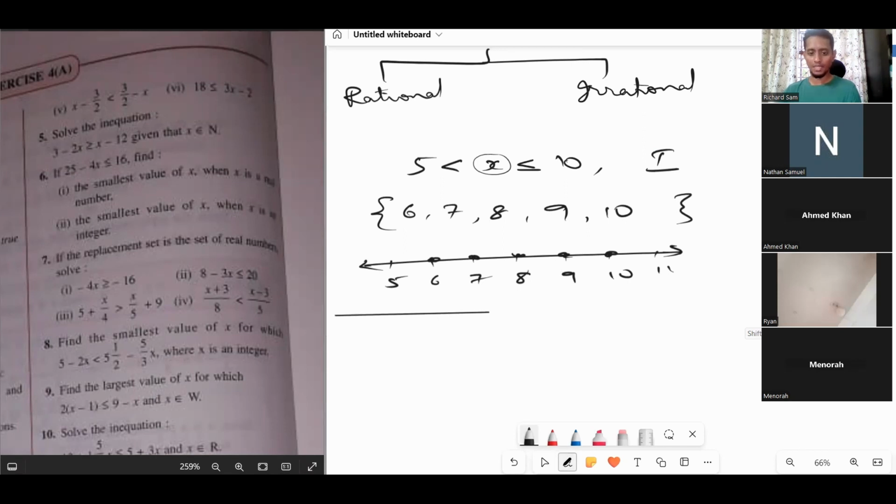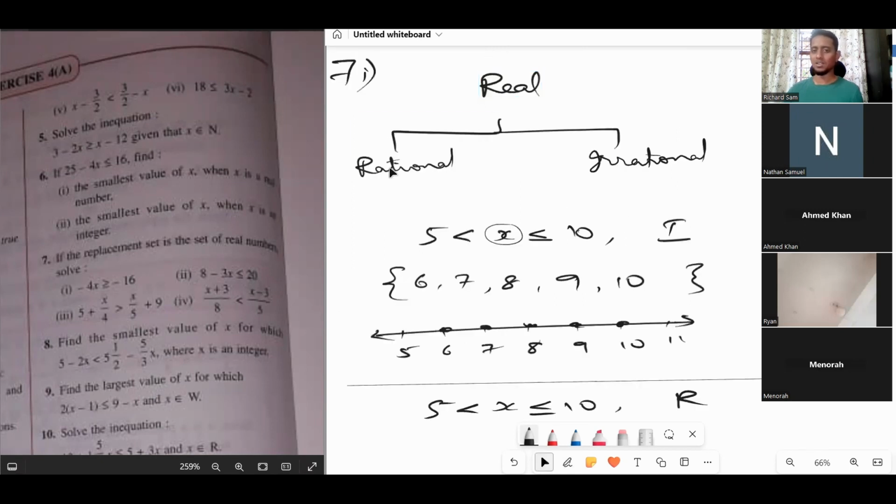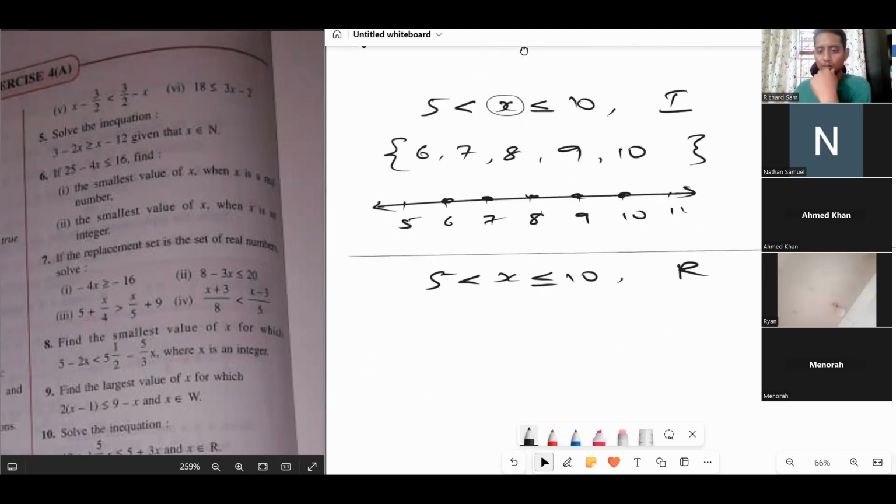Now, what if they are real numbers? 5 less than x less than or equal to 10, where they are all R. R means what? Real numbers. Okay. Real numbers are all the rational and irrational numbers together. So irrational is irrelevant for us because we don't study irrational numbers. But real numbers include all the rational numbers.